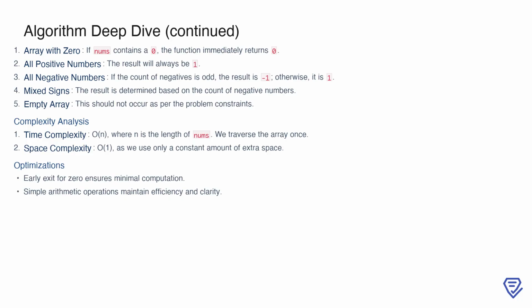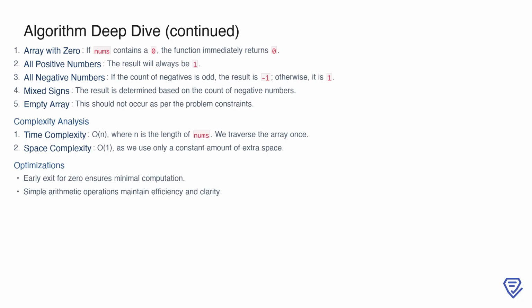If all numbers are positive, the result is 1 since there are no negative elements. For arrays with only negative numbers, the result depends on whether the count of negatives is odd or even. In cases with mixed positive and negative numbers, the sign is determined purely by the count of negatives. Even an empty array is not a concern due to problem constraints that guarantee valid input.